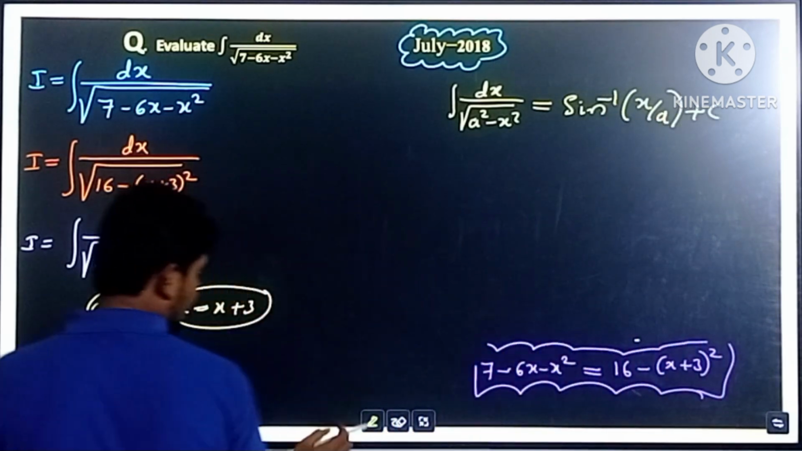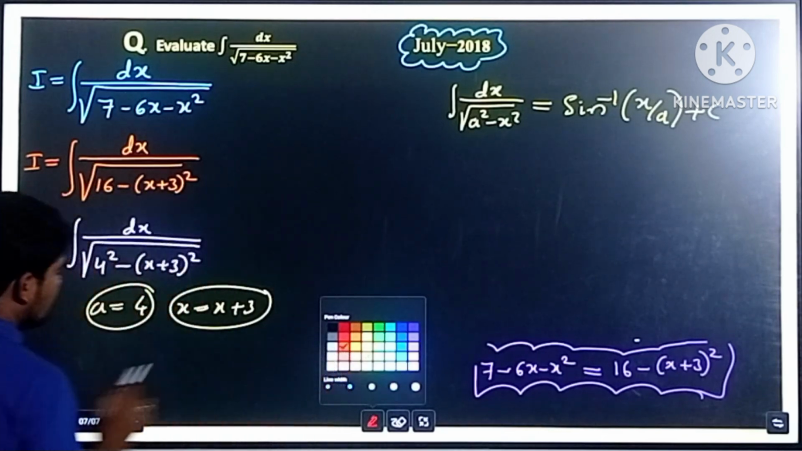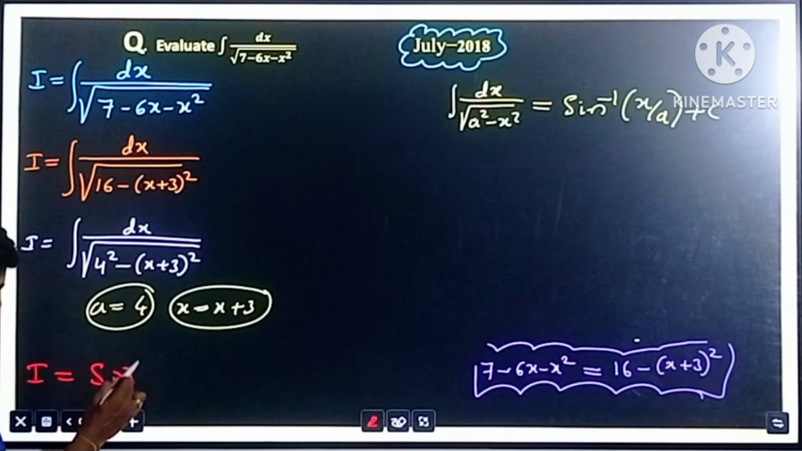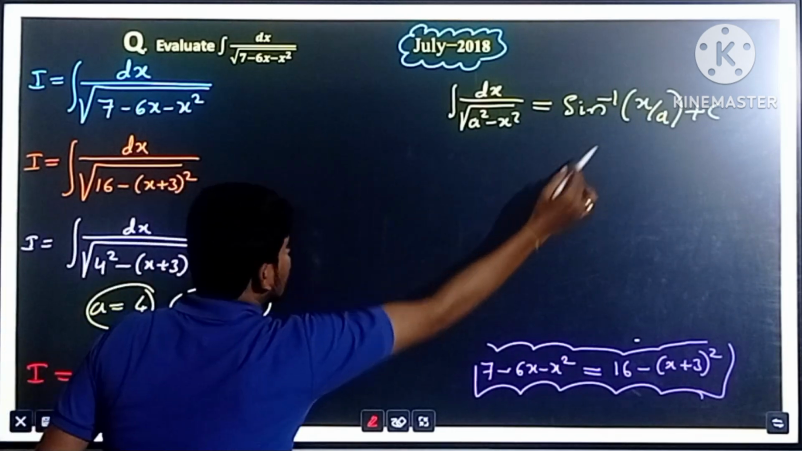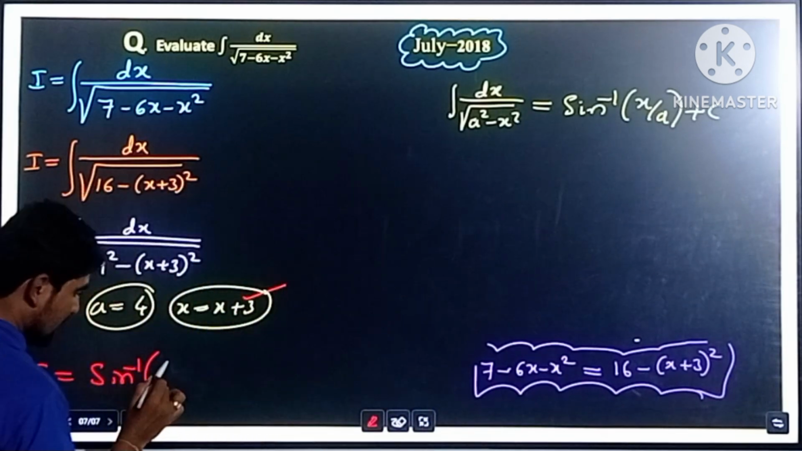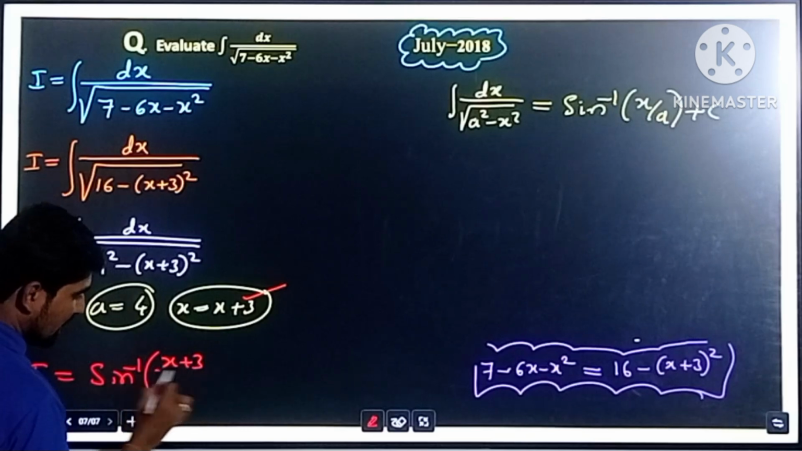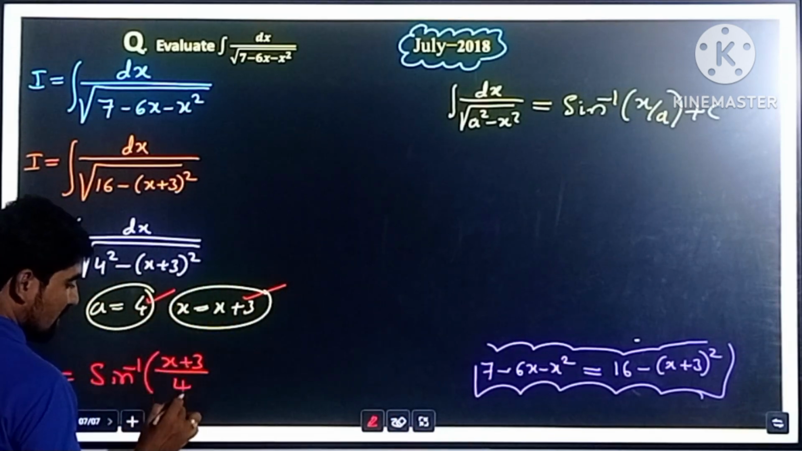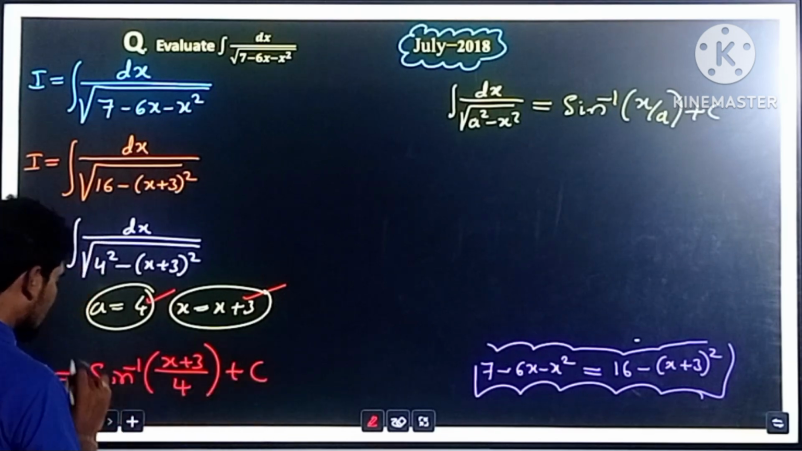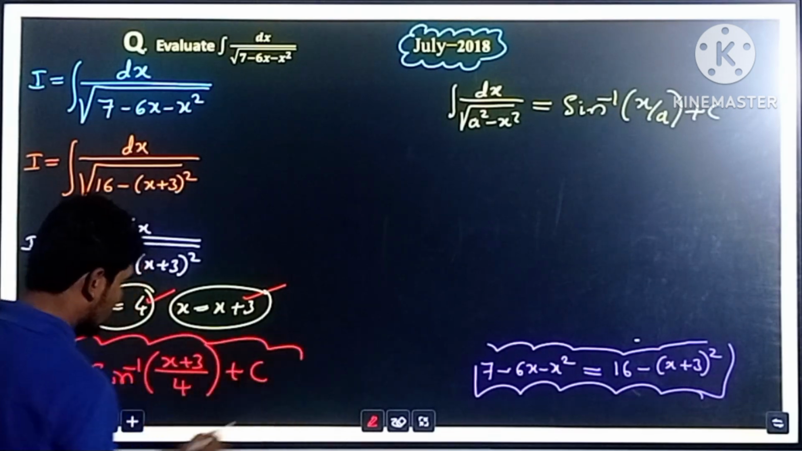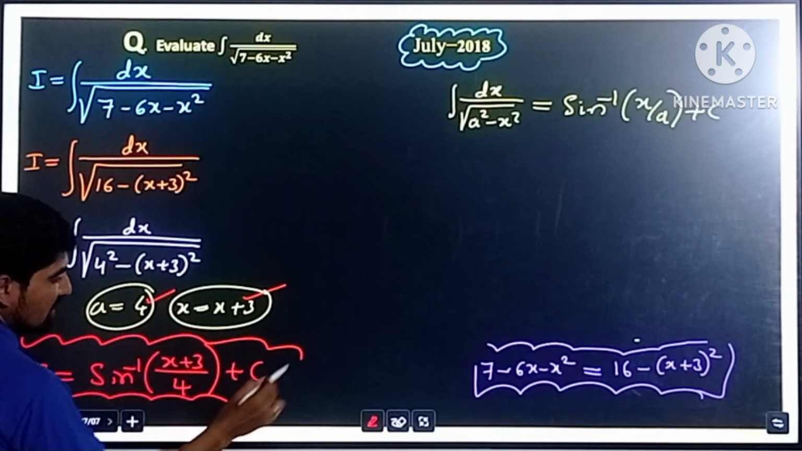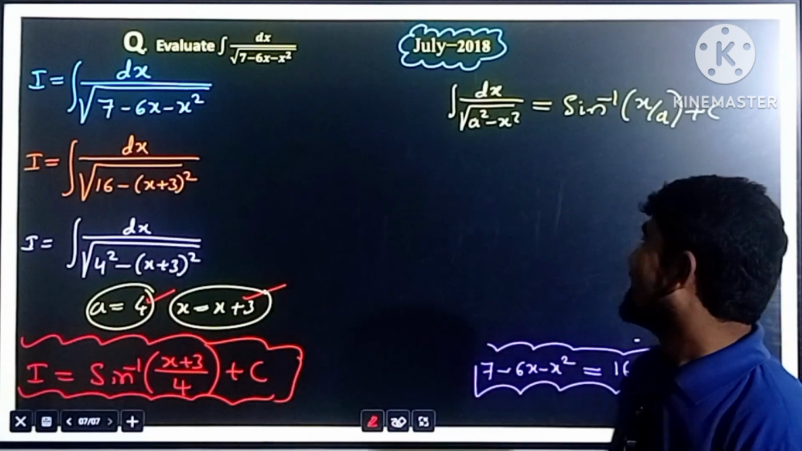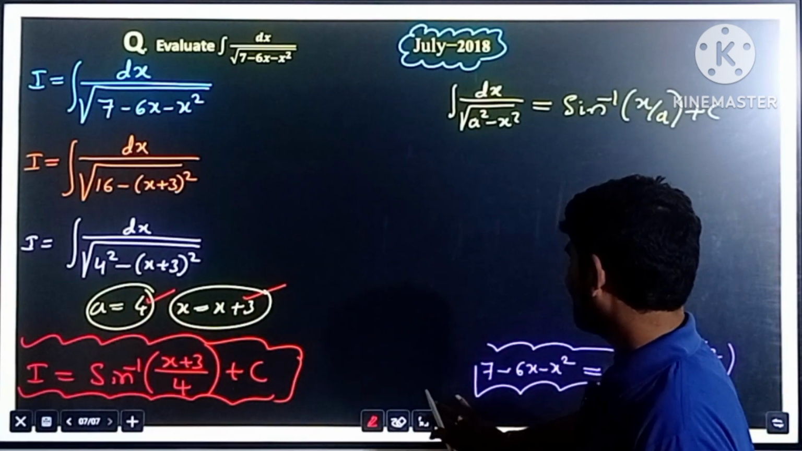Therefore, I is equal to sin inverse of x. What is x? X plus 3, divided by a. What is a? A is 4, plus c, is the required answer for this given integration problem. I hope all of you understood. Now let's start the next question.